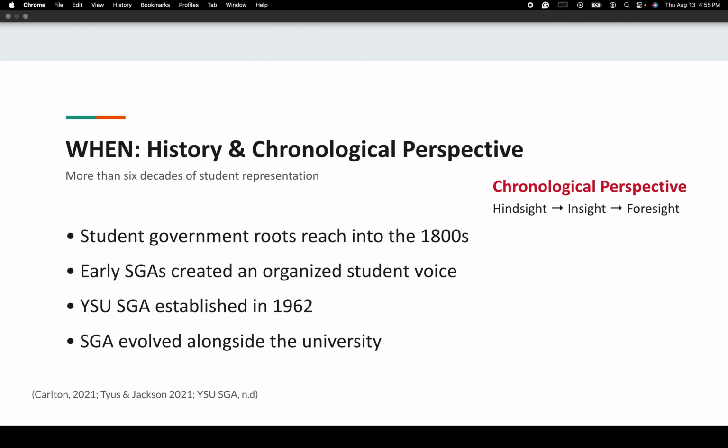According to Genevieve Carlton, student government has roots going back to the 19th century. YSU's SGA website states that its organization began in 1962. This connects with Tyson Jackson's chronological perspective. Hindsight shows where student government began, insight shows its role today, and foresight considers how student representation may continue to evolve.